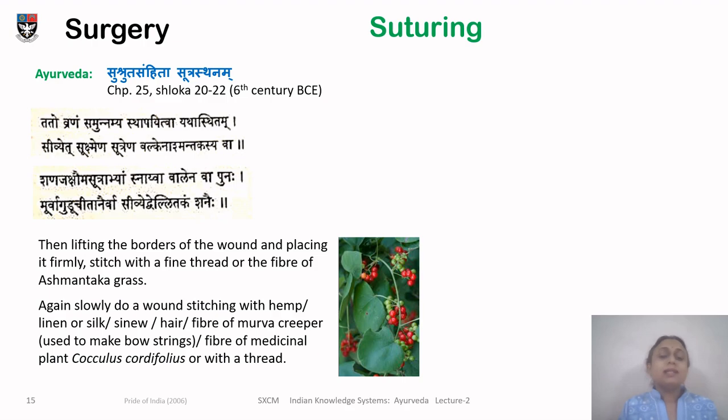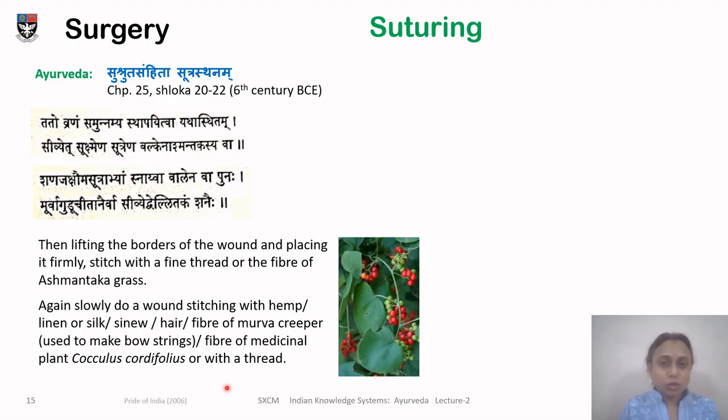Not just instruments, but detailed surgical procedures and post-surgical stitching that is done has been mentioned in the Sushruta Samhita. So in this shloka from chapter 25, this shloka deals with the kind of grass or the kind of fibers that can be used for stitching wounds. So it talks about those fibers obtained from the Ashmantaka grass or the Marwa creeper, which is shown here. The fibers of the Marwa creeper are so strong that even today they are used to make bowstrings. So you can use silk, you can use linen, you can use sinew from the body, you can use hair, and various other plant fibers can be used to stitch wounds.